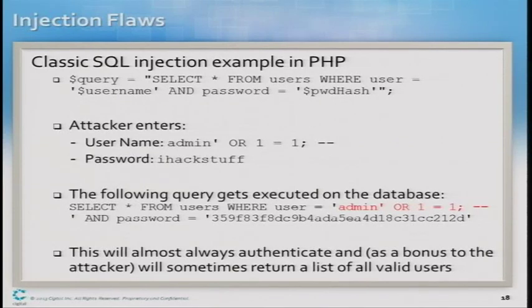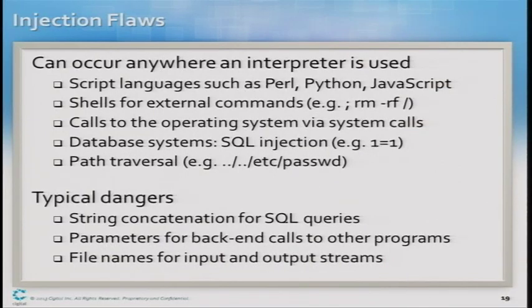And so obviously it'll authenticate in most cases, and sometimes you even get lucky and it dumps the entire contents of the user table and you get a list of all the valid usernames. So in general, injection flaws can really occur anywhere where there's an interpreter involved. That can be Perl, Python, JavaScript, of course SQL. Anytime you have an external shell calling a command shell, if you're doing operating system calls, database systems, and of course path traversal when you're building strings to access system files.